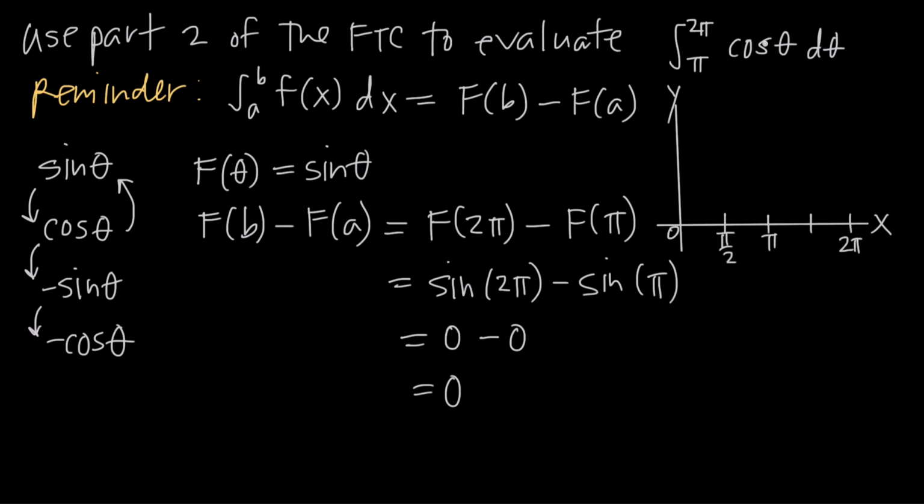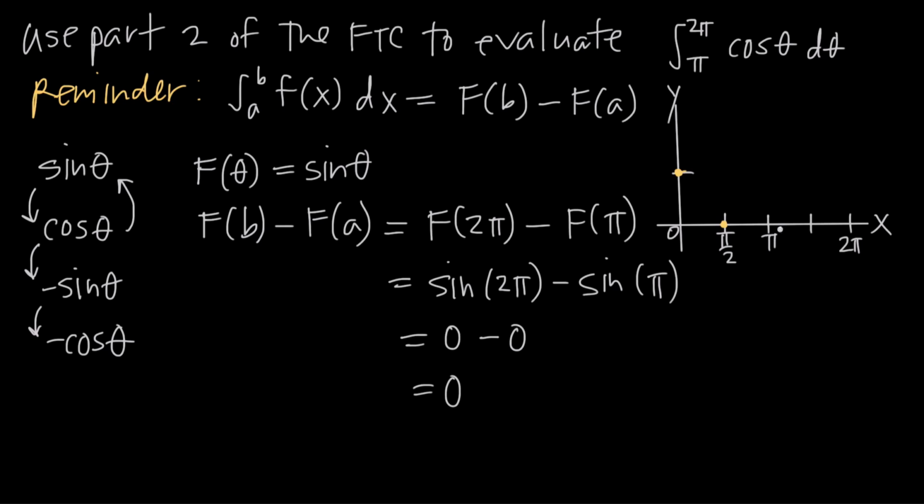So if we graph the original function, cosine of theta, when theta is 0, we get cosine of 0, and cosine of 0 is 1. So we graph this point here at 0, 1. When theta is pi over 2, we get cosine of pi over 2, which is 0. So we get pi over 2, comma, 0, and we graph that there.